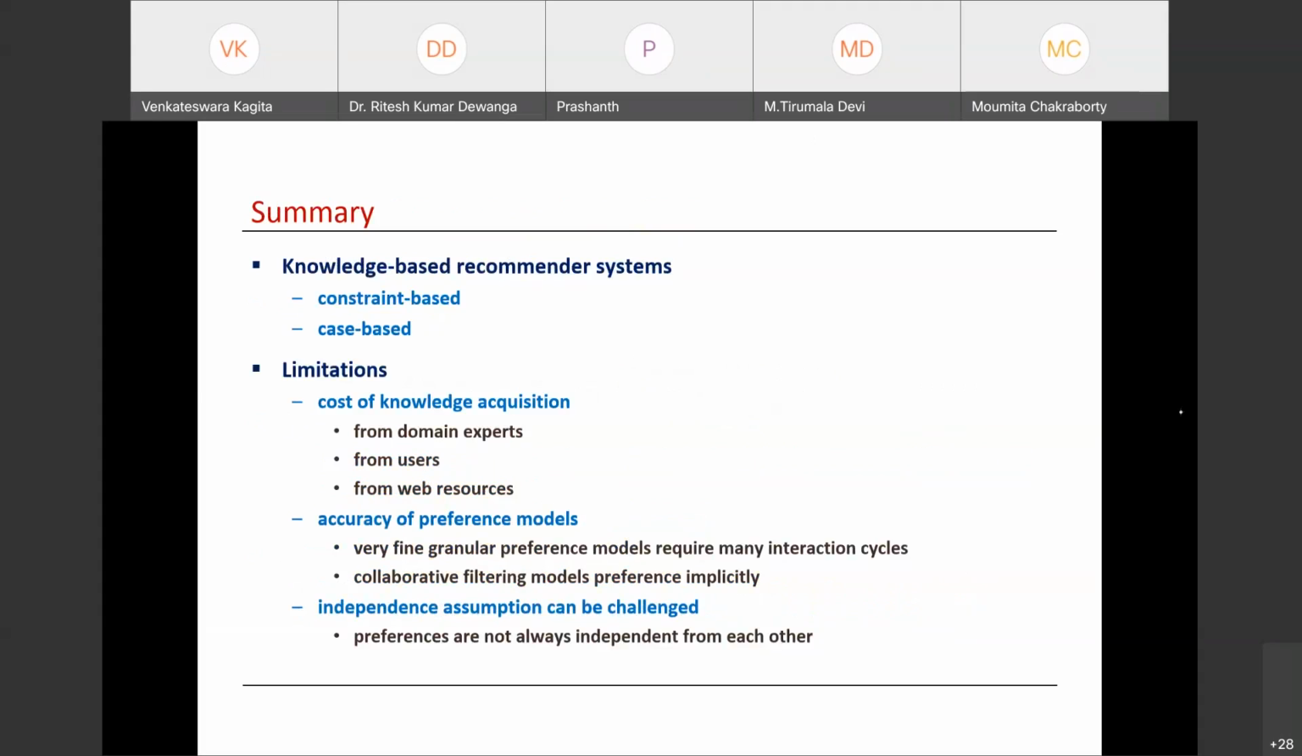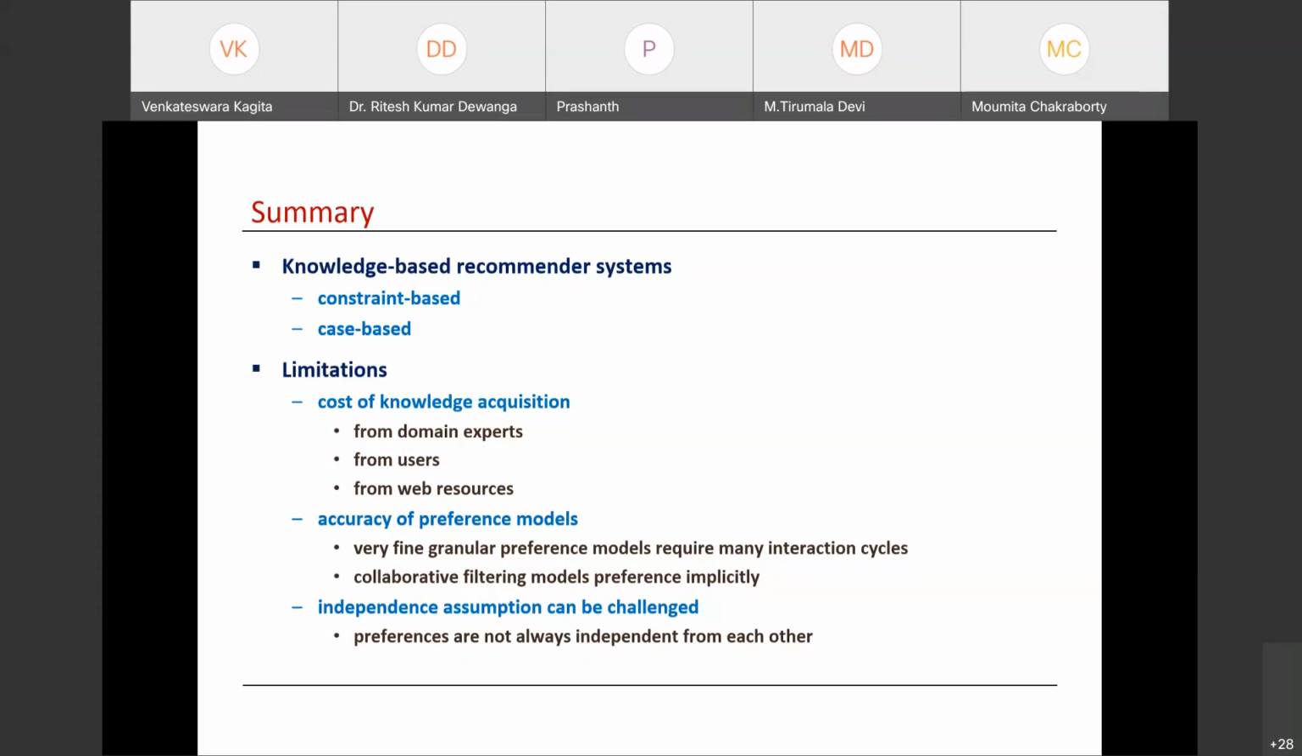Right. So the limitations of this are that the cost of knowledge acquisition is high. Because from the domain experts you have to acquire some knowledge, from the users you have to acquire some knowledge, from the resources you have to acquire some knowledge. All these are costly operations. And for accuracy of the preference models, to get a very fine-grained preference model, you may require many iterations, which is also a time-consuming process.